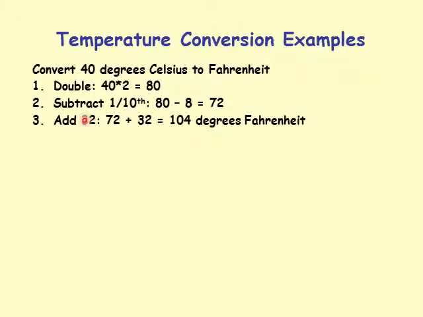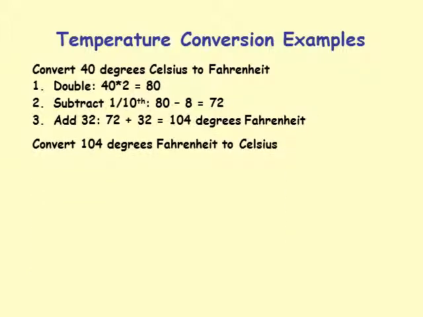Then add 32 from the formula. 72 plus 32 is 104 degrees Fahrenheit. So 40 degrees Celsius is 104 degrees Fahrenheit.